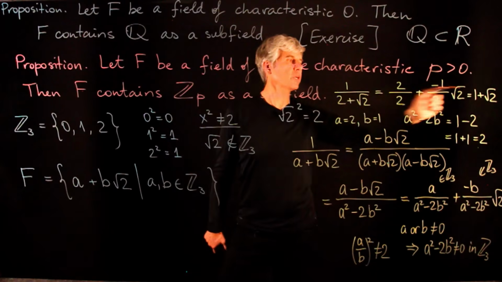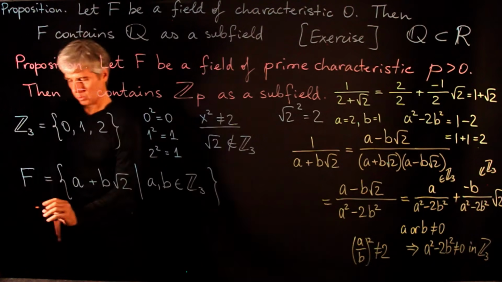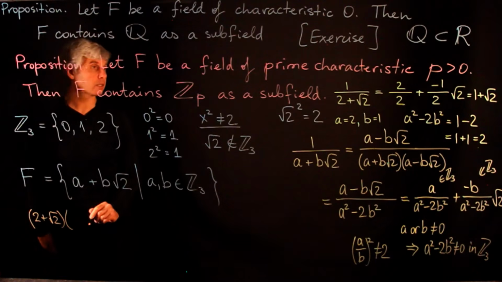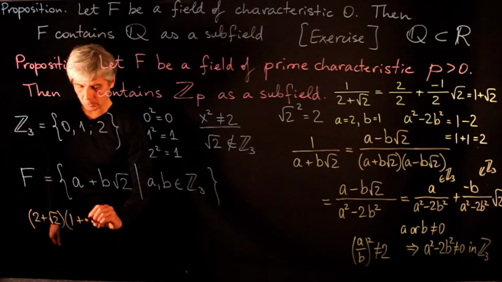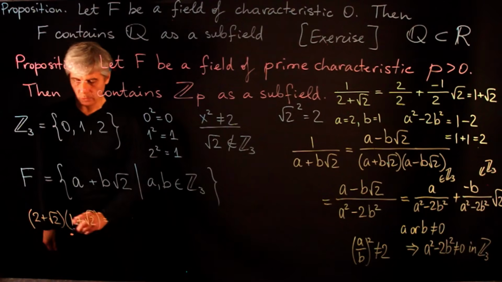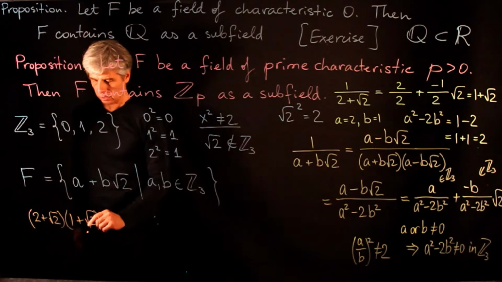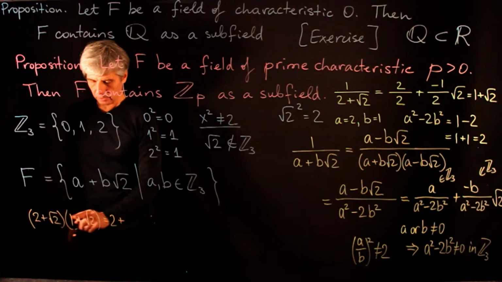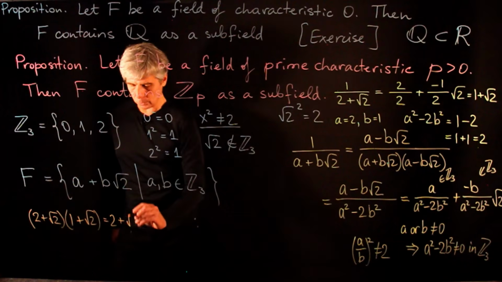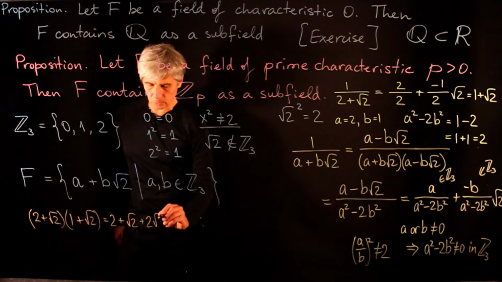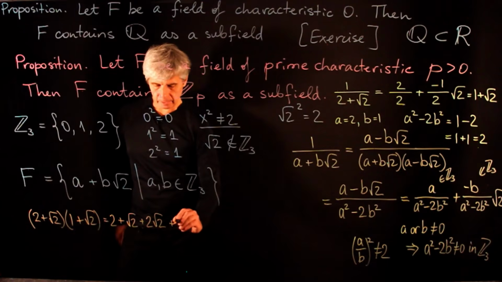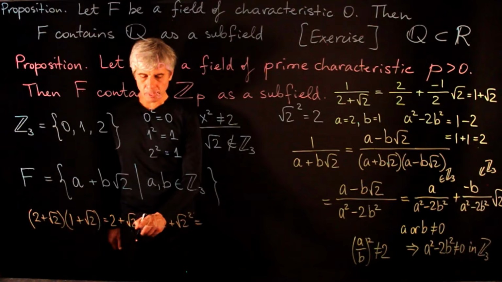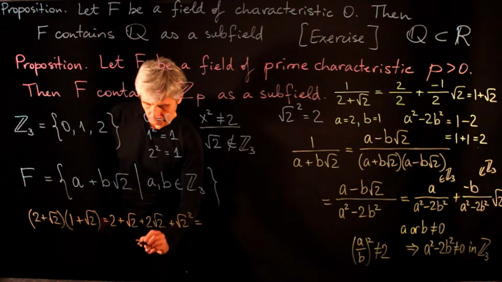So let's check that these two elements are inverses to each other. So here we need to multiply them and see that the product is equal to 1. So let's do this. So if we multiply this, then we get 2 plus root of 2 plus 2 root of 2 and plus root of 2 squared, right? So here 3 times root of 2 is equal to 0.